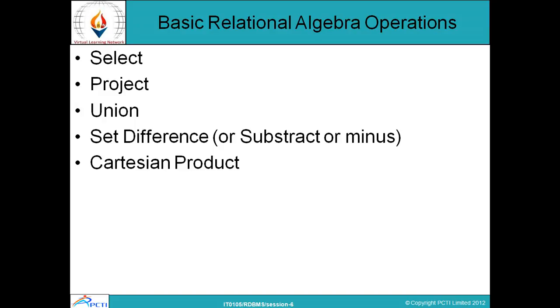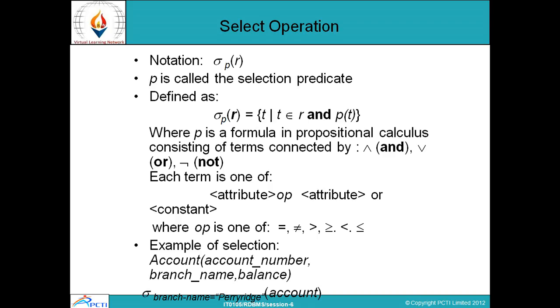These are the operations: the select operation, project operation, union, set difference, and Cartesian product operation. Let's see how we can use them. Basically, the select operation is used to select a subset of the tuples from a relation that satisfy a selection condition. One can consider the select operation to be a filter that keeps only those tuples that satisfy a qualifying condition.